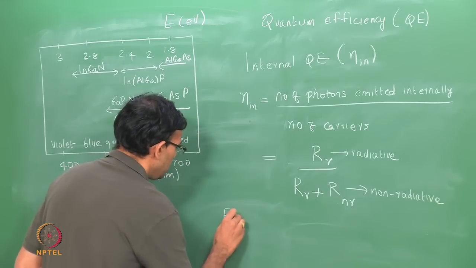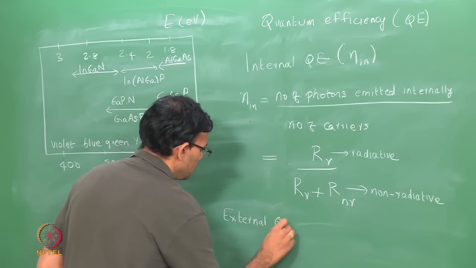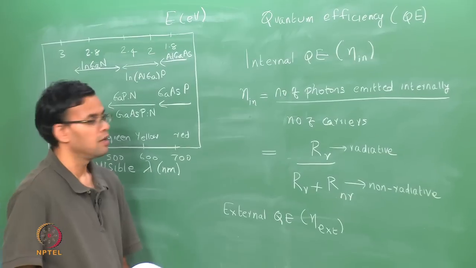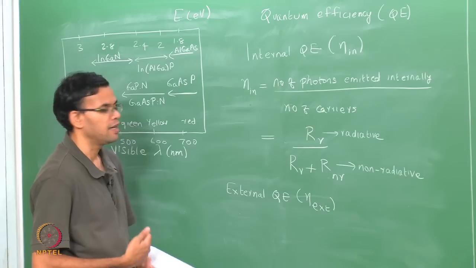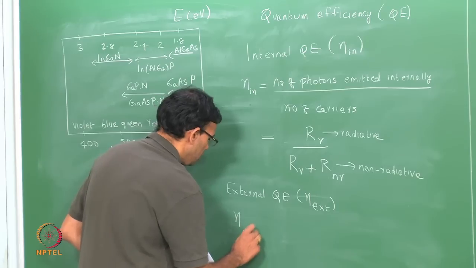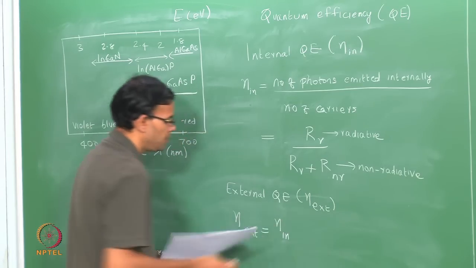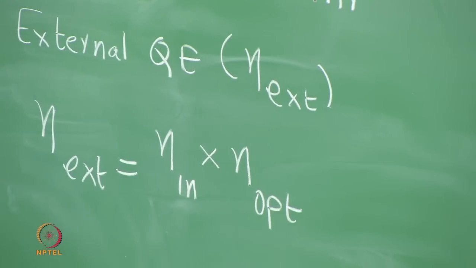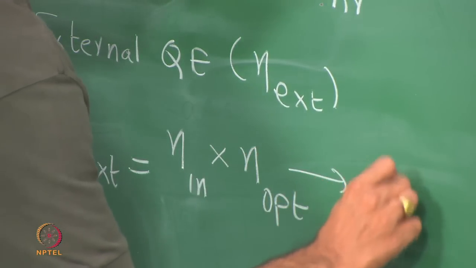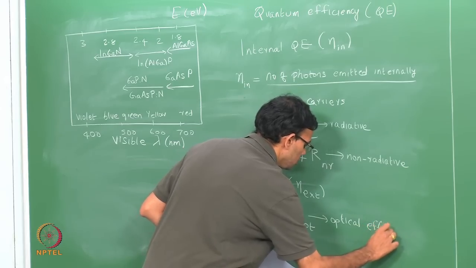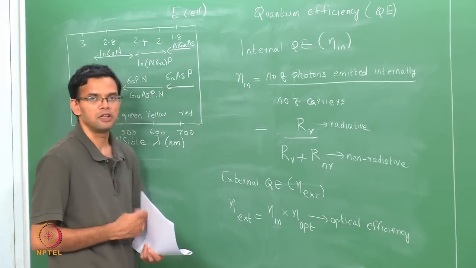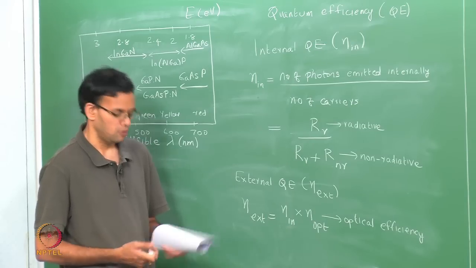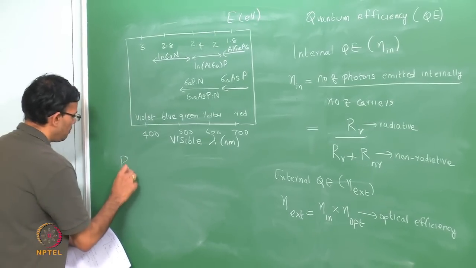You can also define an external quantum efficiency. This is nothing but the number of photons emitted externally divided by the number of carriers. So, eta external depends upon the internal quantum efficiency times the optical efficiency of the device. This is related to the device geometry, the reflectivity or the absorbance or the transmittance of the various layers and so on.